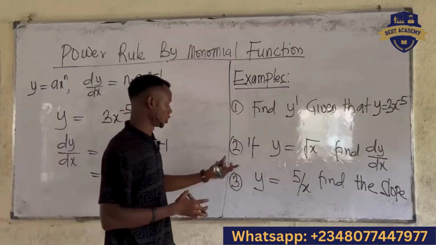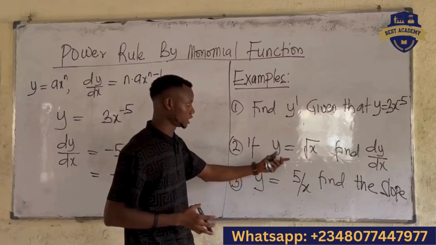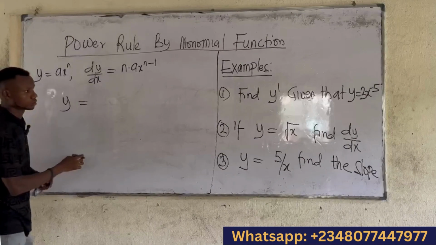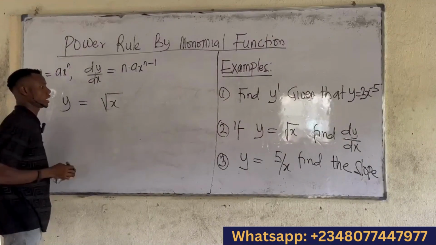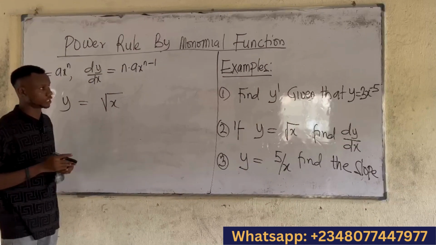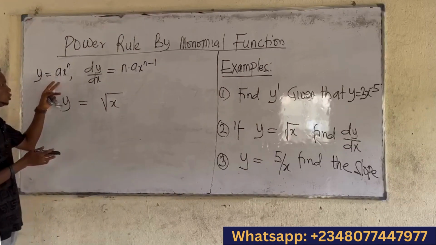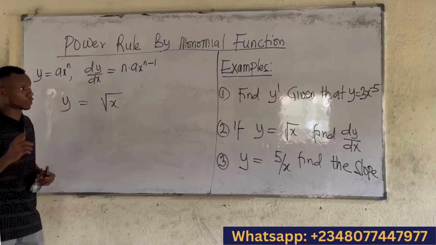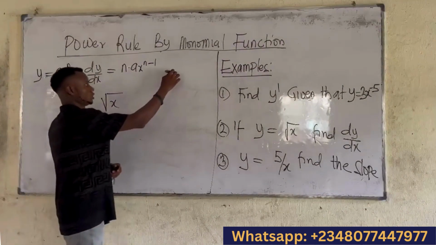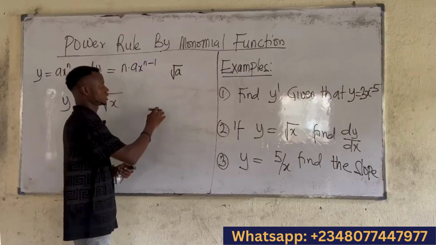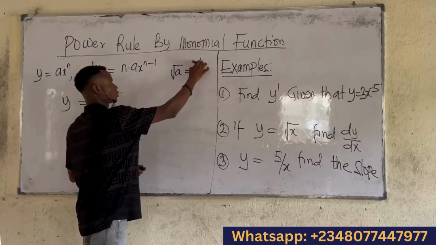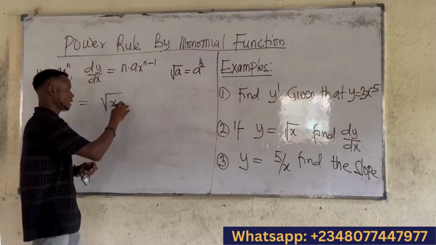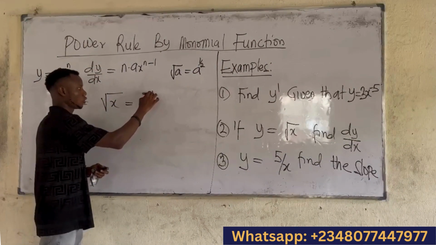Okay, let's evaluate number 2. It says if y is equal to square root of s, find dy ds. Now, how do we set up this expression in terms of a polynomial? Remember, I have one number and a letter, which means I can set this up as a polynomial. In terms of indices, we know that the square root of a is the same thing as a raised to 1 over 2. That means square root is the same thing as 1 over 2. Please take note. So this is the same thing as s raised to 1 over 2.